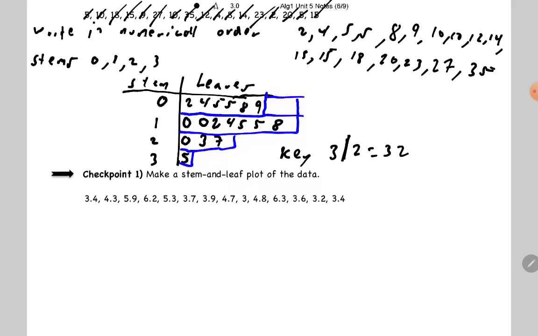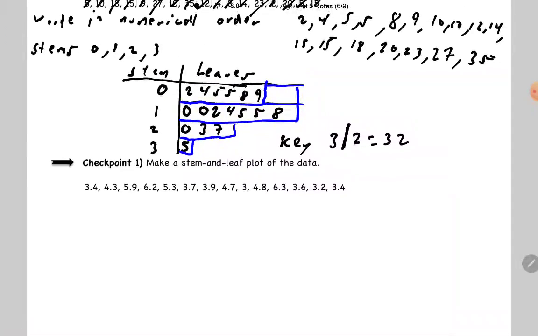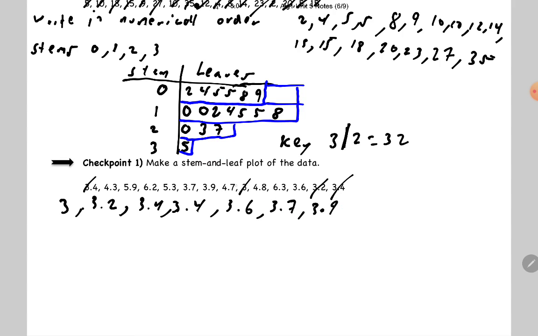Alright, let's do that again, this time with decimal points. First thing you have to do is rearrange them in order. So 3.0, 3.2, 3.4, 3.4, 3.6, 3.7, 3.9. I'd better mark these off.